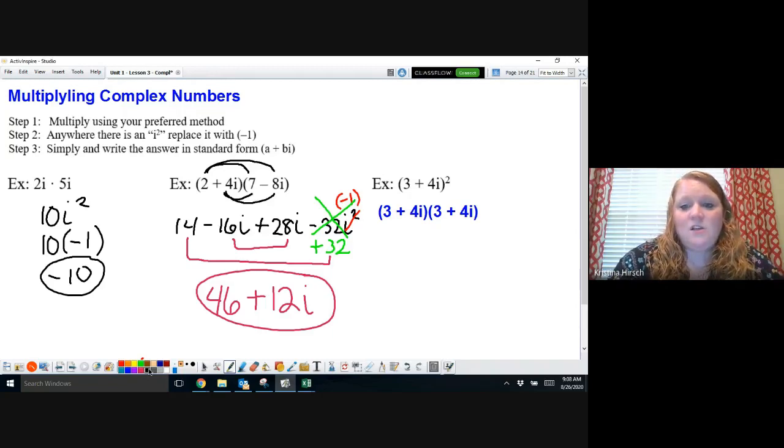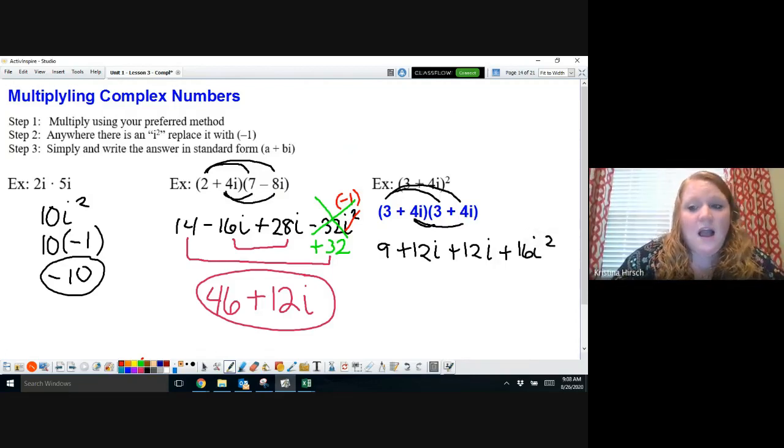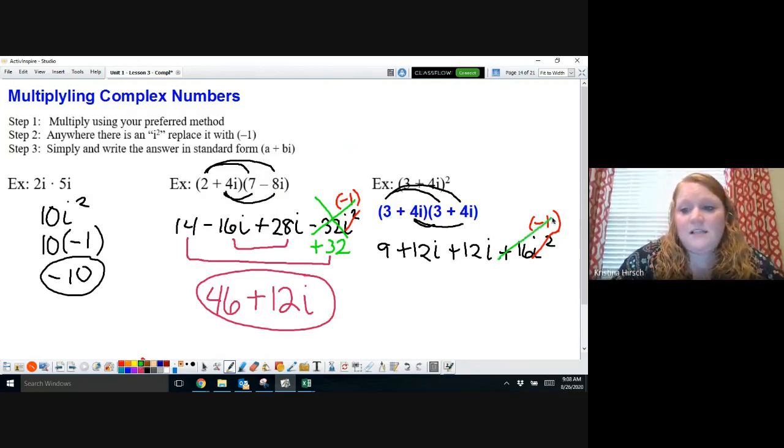So then I just need to do the same thing I did before and distribute. So 3 times 3 is 9. 3 times 4i is 12i. 4i times 3 is 12i. And then 4i times 4i is 16i squared. So again, we need to replace our i squared with a negative 1. And then 16 times negative 1 ultimately gives us a negative 16, or minus 16.